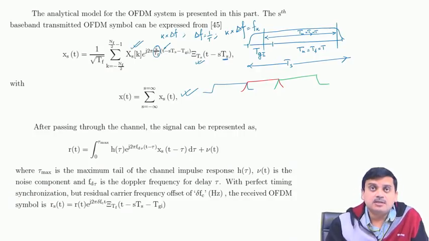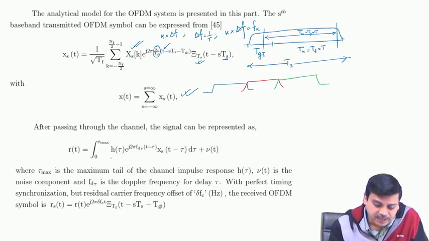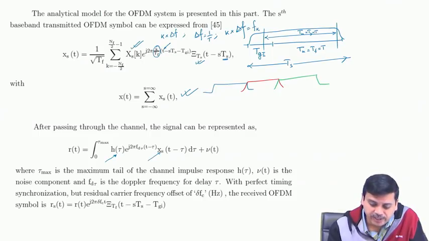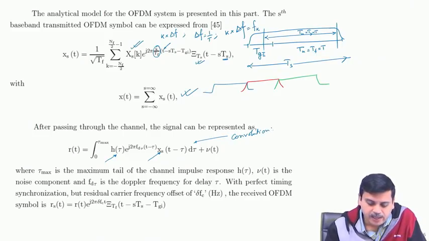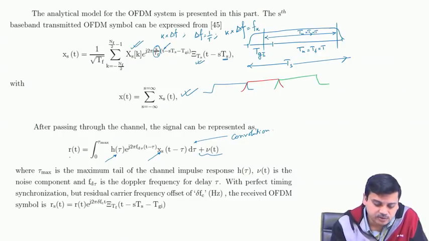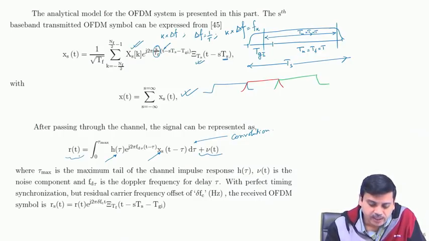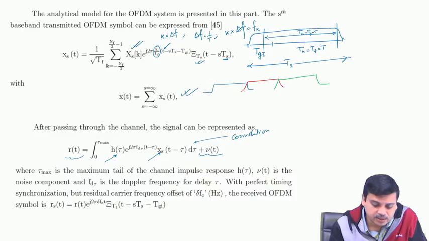After passing through the channel, what is happening is h of tau, which is the channel coefficient, and x_s of t, we are looking at one particular signal, they get convolved. As you can see, this is the equation of convolution. And what we have here is noise added. So, this is the received signal, and what we are seeing over here is the convolution operation.